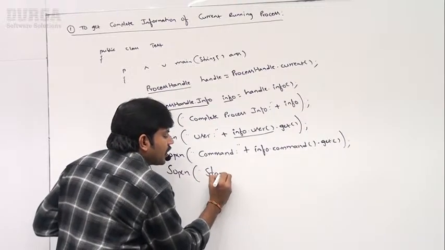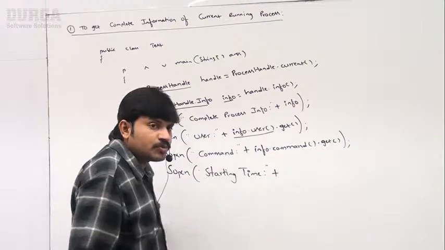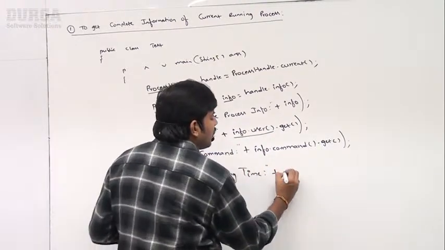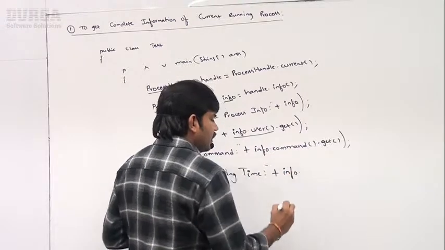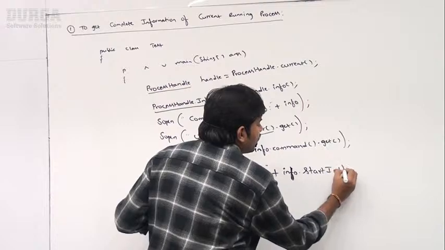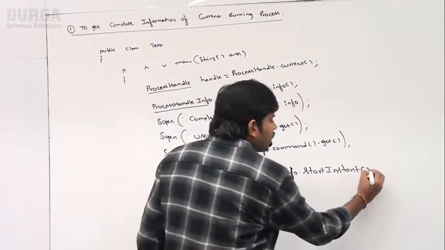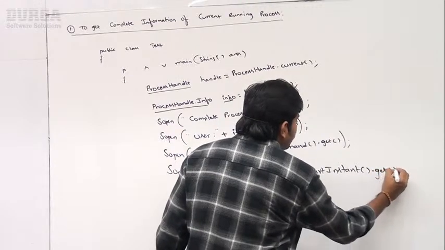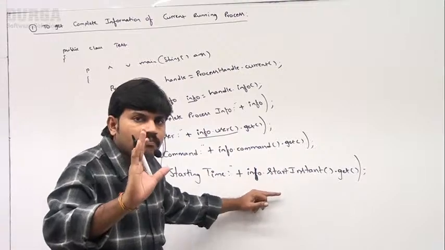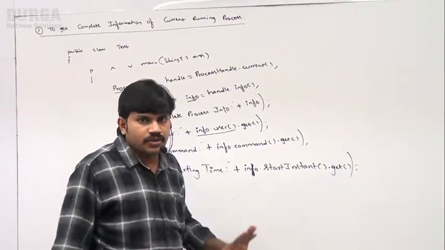Next, at what time was this process started? The starting time. If you want that, very simple: info.startInstant().get(). What is the method? info.startInstant().get(). Remember this. Then automatically the complete information, I mean the starting time of this process, we are able to get by default. Clear?